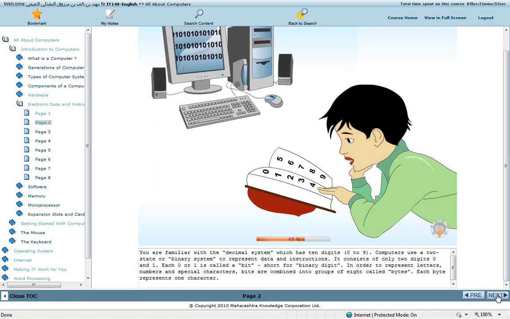In order to represent letters, numbers, and special characters, bits are combined into groups of 8 called bytes. Each byte represents one character.